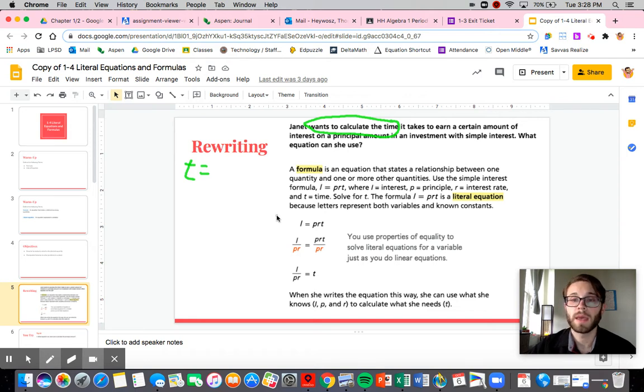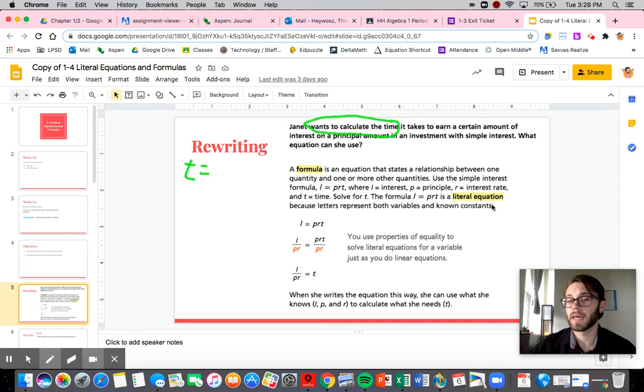So as we had said, we're going to use the simple interest formula, which is the interest is equal to the principal times the interest rate times the time. And we are going to solve for t, right? We had said that right at the beginning. We want to calculate the time. So we're given this formula. Interest is equal to the principal times the rate times the time.